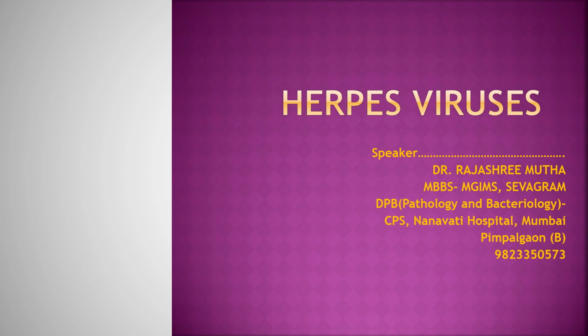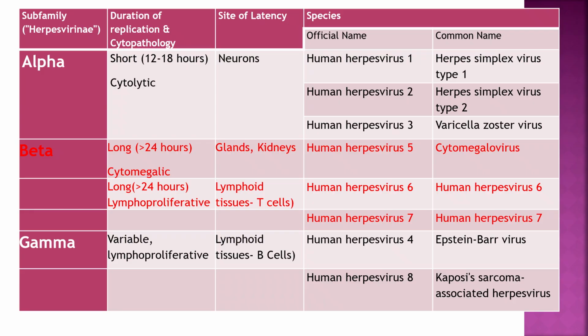Hello students, let's study herpes virus. So there are three families: alpha, beta, gamma. Alpha duration is short, 12 to 18 hours, cytolytic, site of latency neurons. Species: human herpes virus 1, 2 and 3. Human herpes 1 is herpes simplex virus type 1, human herpes 2 is herpes simplex virus type 2, and 3 is varicella zoster virus.